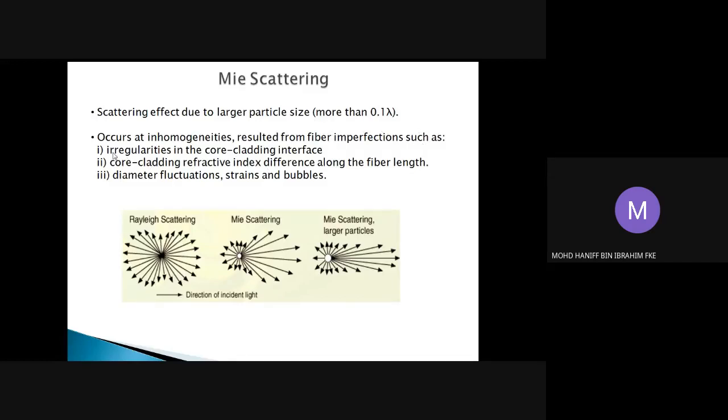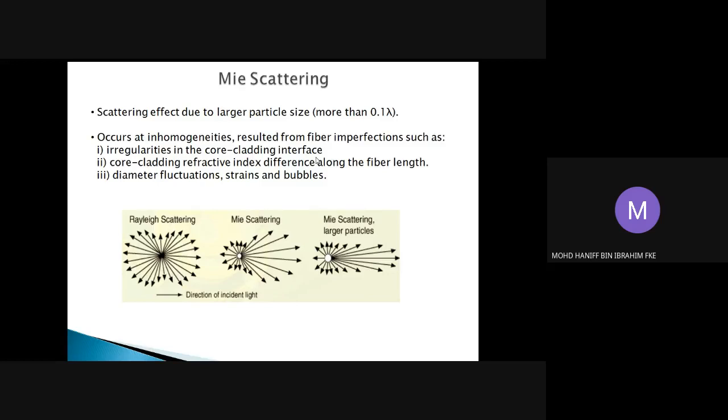Number one is irregularities in the core-cladding interface. We know that at the core-cladding interface, the light will have total internal reflection at that particular boundary between the core and the clad. So these irregularities mean that we have a structure, I can say a corrugation. Corrugation is somehow like a roughness.